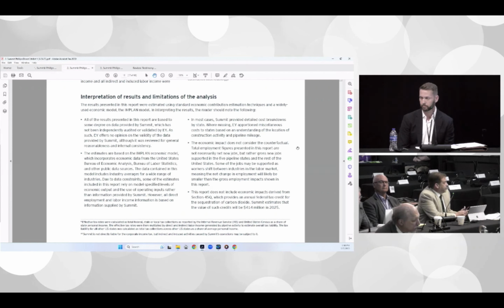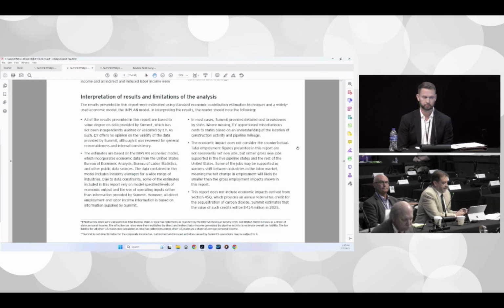Don't we really care in the real world about the net new jobs? Yes. There are very few models that will give you an accurate estimate of the net new jobs, and so that's why we have this limitation in the report. So this is the best you can do. Yes.